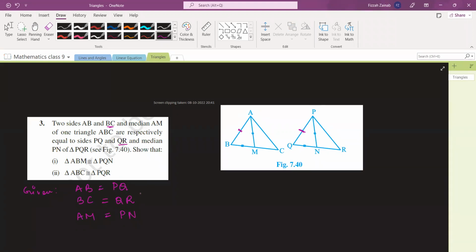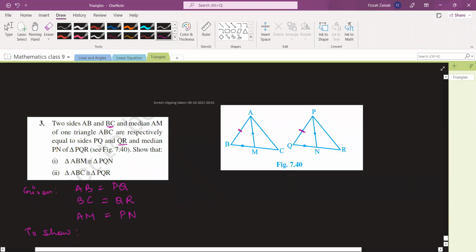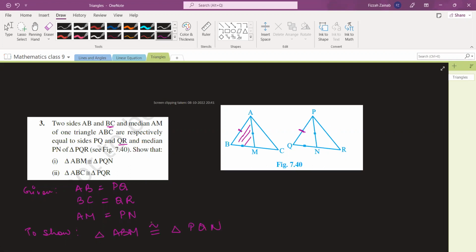And you have to show triangle ABM, can you see ABM, that means this triangle, is congruent to triangle PQN. Like in the first part, you have to show this. So PQN is this, clear? How will we do this?